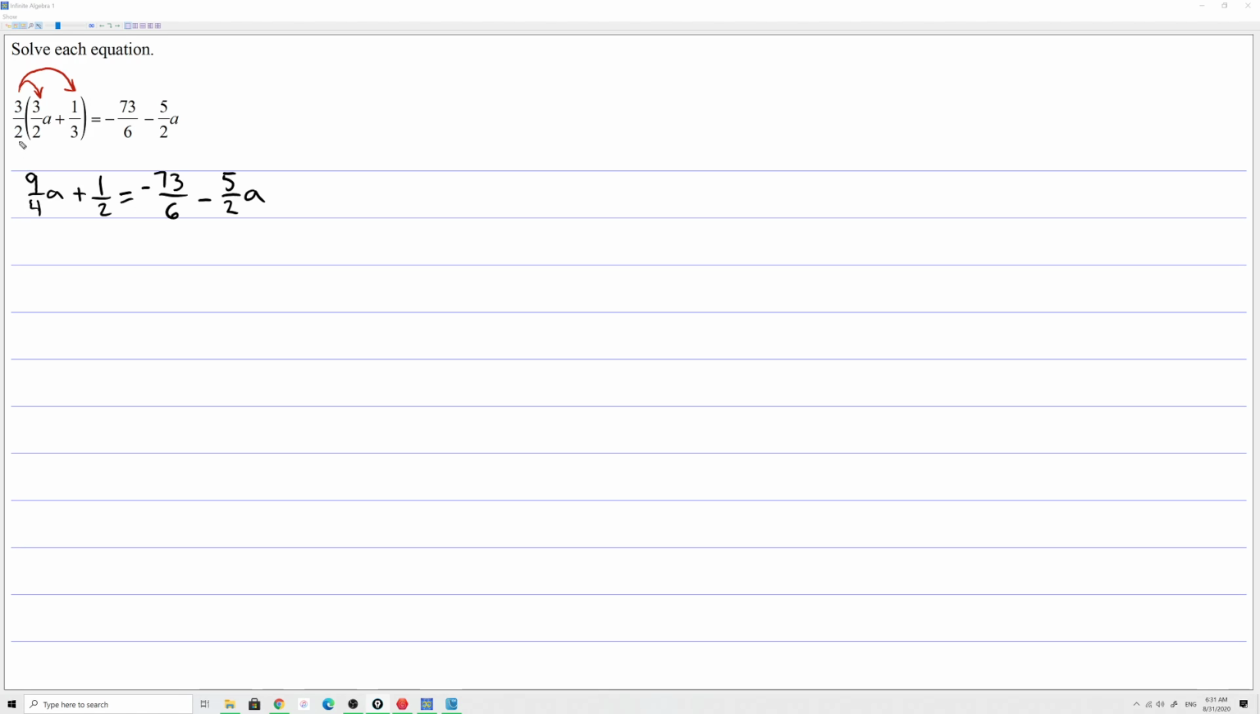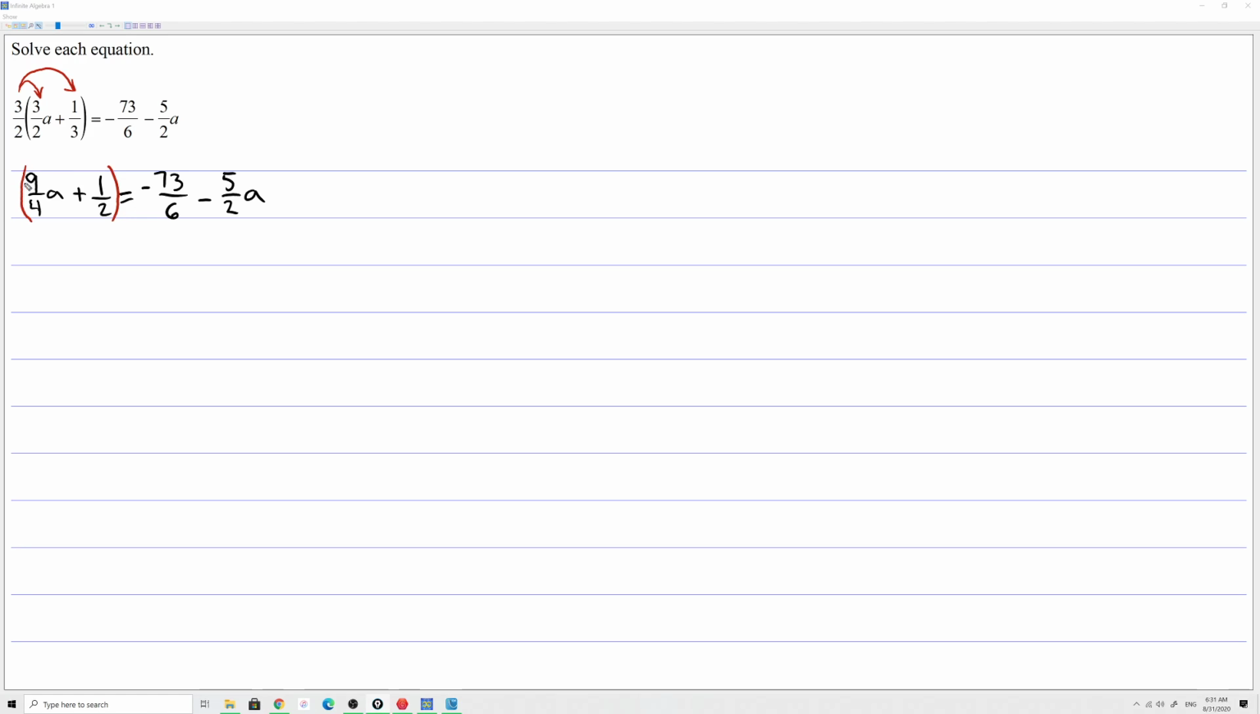And that's the reason I used the distributive property first. I wanted to clearly see what all of the fractions were. So my denominators are 4, 2, and 6. Well, the LCM of 4, 2, and 6 is 12. So if I multiply by 12 on both sides of the equation, all of the fractions will go away.